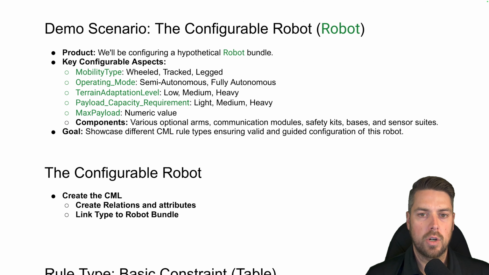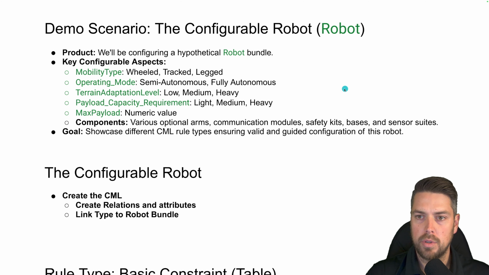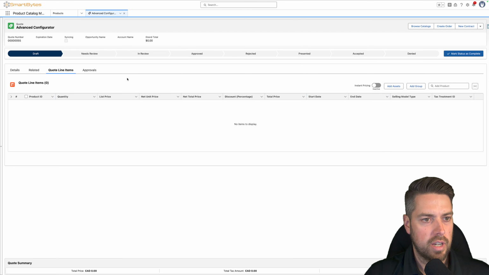And then we'll see how we can create first the constraint model for that product. And then we'll go through and create different types of rules for that product. Let's first jump into Salesforce, see what the bundle looks like, and then we'll create the constraint model for this.